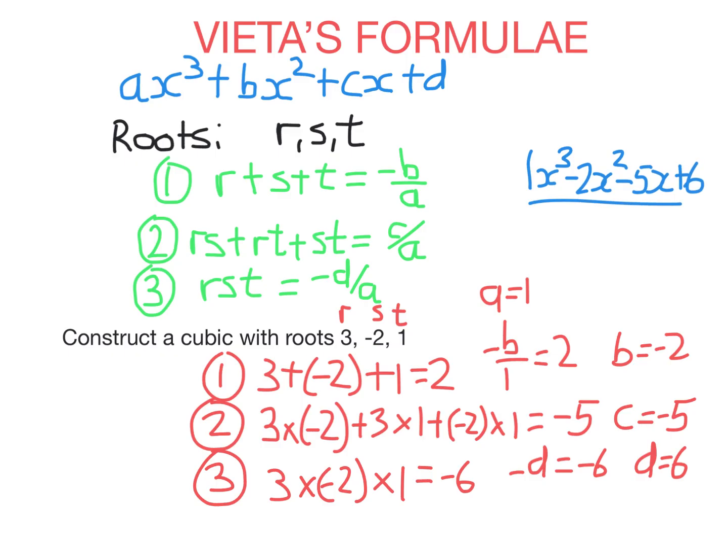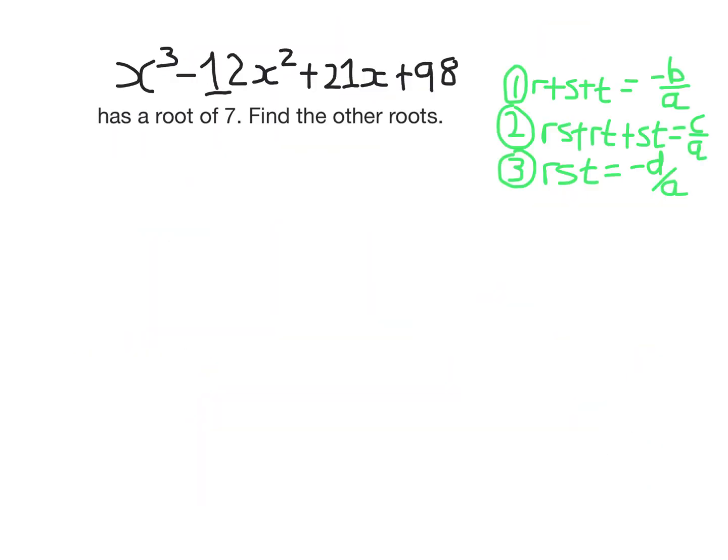All right, let's look at another question. Here we're given the cubic, we're told one of the roots is 7, and we will use this to find the other roots. Using these formulae that were on the previous slide, let's assume that r equals 7. It really wouldn't matter whether 7 was r, s, or t. So what we have here is r plus s plus t. We don't know s and t. They're the other 2 roots.